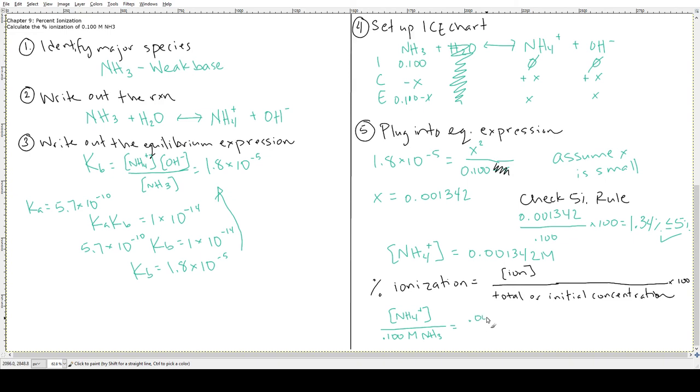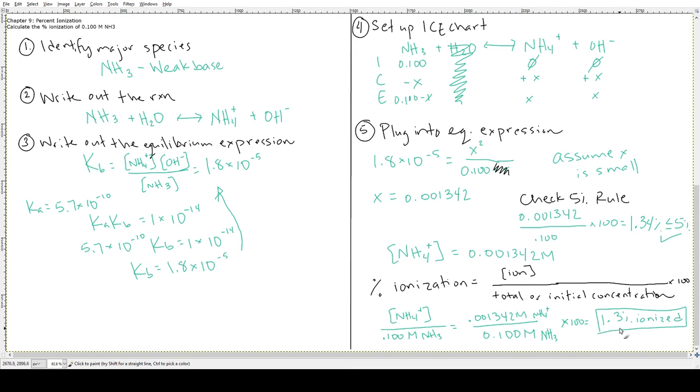So we'll have 0.001342 over my ammonia concentration, the initial one, so not my final. And I'll put these on here. Times 100, and you'll end up with 1.3%, and you could say, oh, it has been 1.3% ionized, which is not very much.